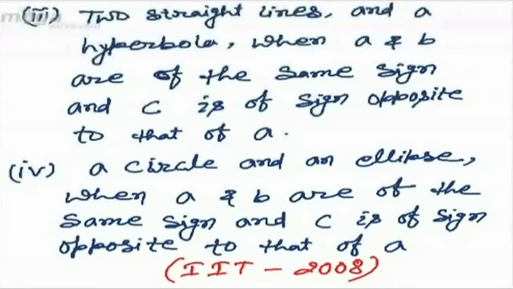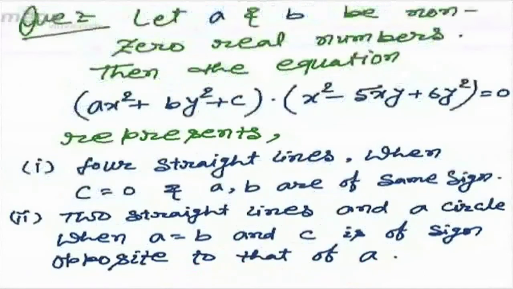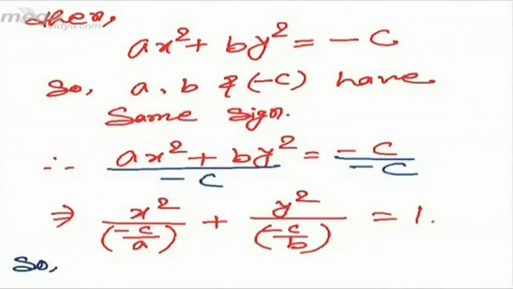Hence, the correct option is option number 2, that this equation will represent two straight lines and a circle when a equal to b and c is of sign opposite to that of a. So student, we can write here option number 2 is correct.